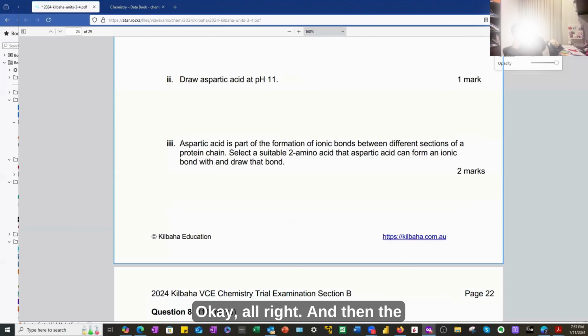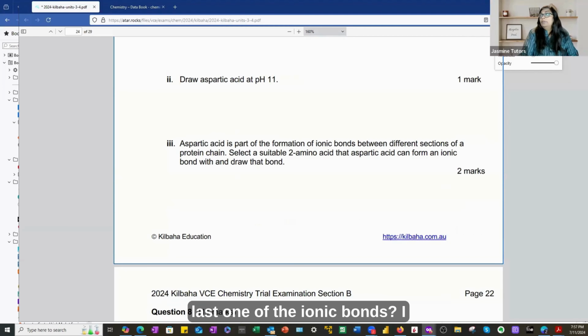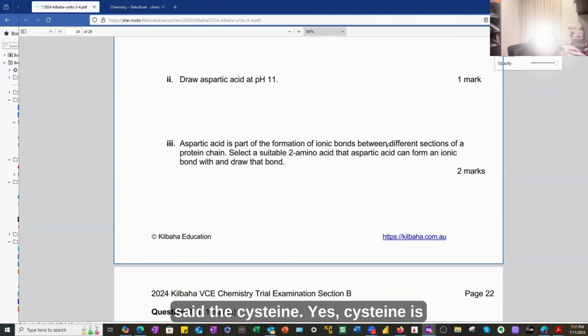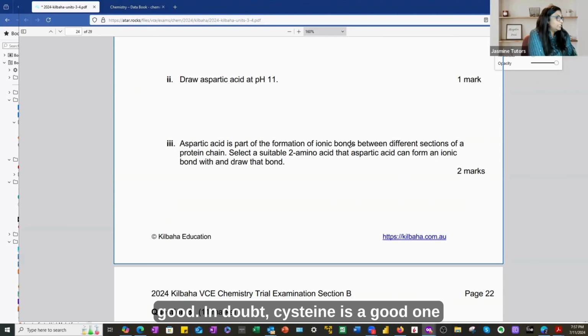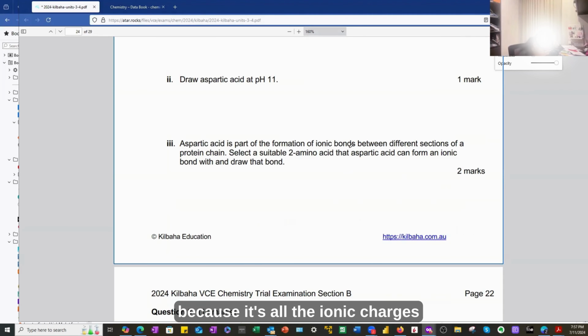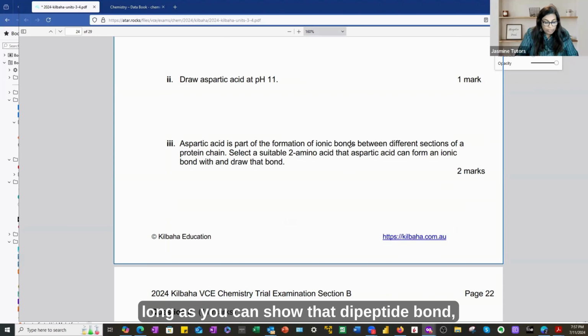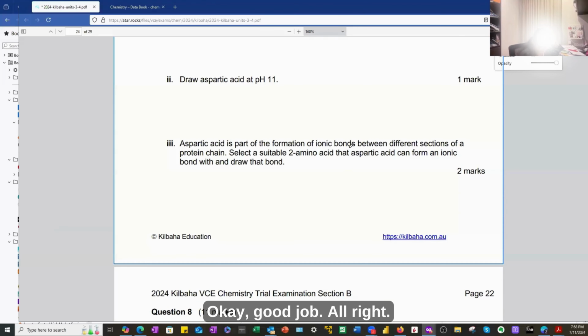And then the last one, the ionic bonds. I said the cysteine. Yes, cysteine is a good one because it's got all the ionic charges there. I did the C double bond O connects to the NH and it forms a dipeptide bond. As long as you can show that dipeptide bond, that's important. Good job.